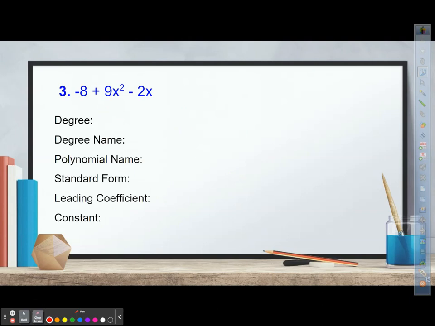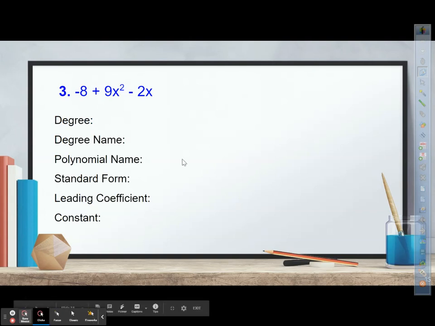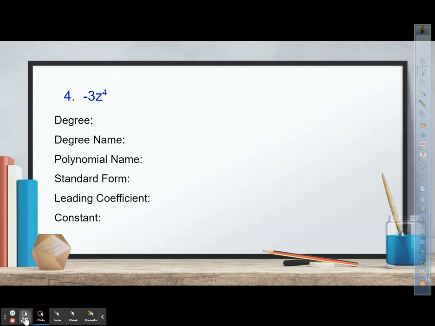Let's see what that says. Down here, they changed it a little bit. They updated it. All right, here's number 4. -3z to the 4th power.